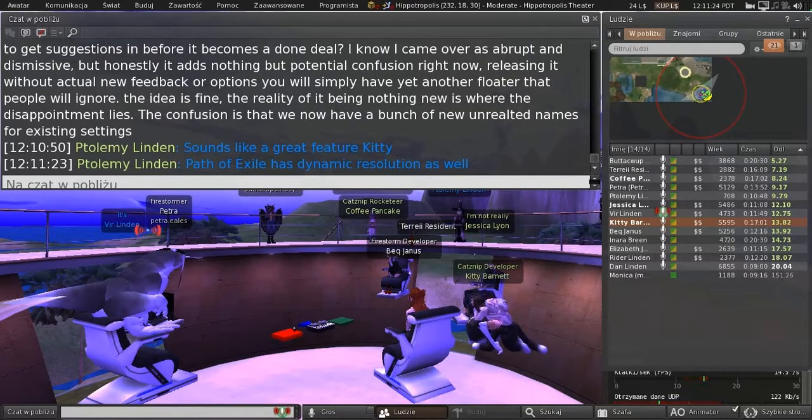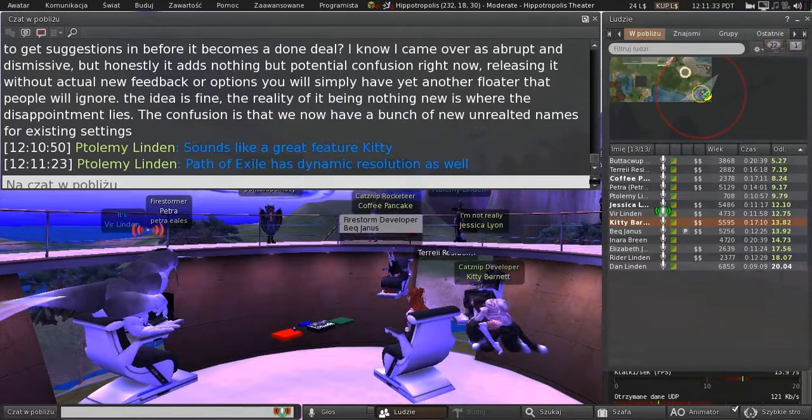Question about how soon the performance floater is going to be a done deal. We don't have any particular time frame. We just got it out for initial testing now. We've certainly got a lot of other things in the queue, so that's not going to get out instantly.